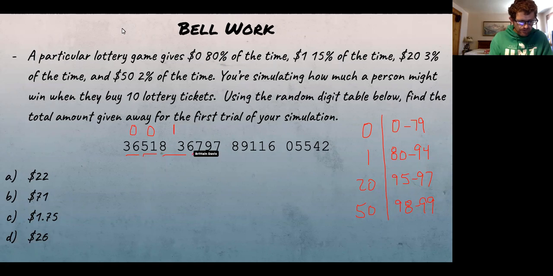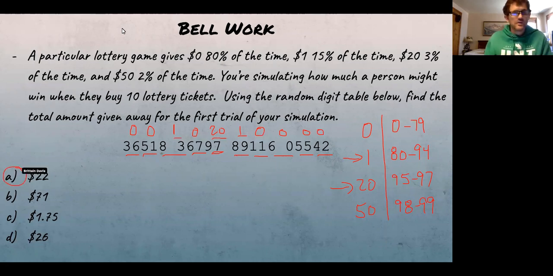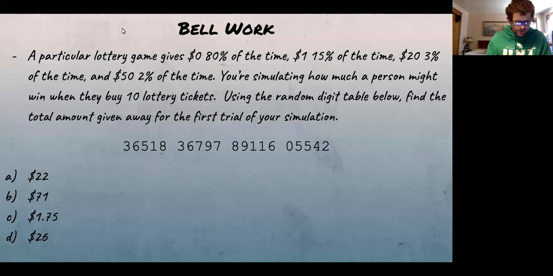67, that's 0. 97 happens to fall into the 20 bracket, so that's going to be $20. And 89, that's another winner, but for $1. 11, 60, 55, 42, these are all losers. Now if I add up my numbers, 20 plus 1 plus 1, I get $22. So however many of you got A as your answer, that is correct. And there we go. Like I said, AP would not set it up this way.